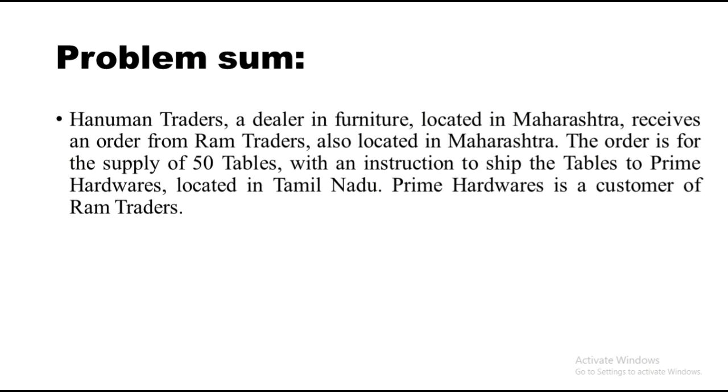So now the rule is, whenever there are three parties involved, see, you have the supplier, you have the recipient, and then there is a third party who actually gives an order to supply the goods to the recipient's location. In that case, the third party's location becomes your place of supply. So in our case, Ram Traders, who was located in Maharashtra and had given an order to Hanuman Traders to supply goods to Prime Hardware, his location will become your place of supply. So the answer for this will be Maharashtra, because Ram Traders was the third person, and as per the rule, the third person's location becomes the place of supply.